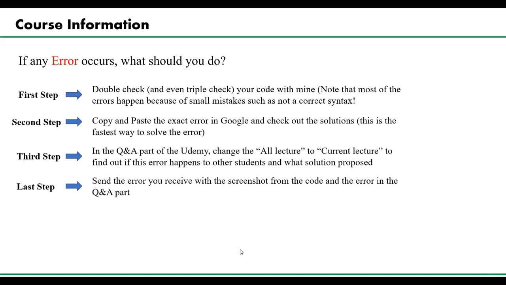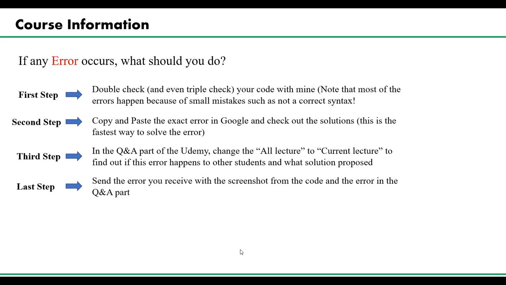So first of all, double check and even triple check your code. Here I'm mentioning code, but it means the commands, the different lines that we're using in this course. Note that most errors happen because of small mistakes, such as incorrect syntax. The second step, if you cannot find any problem with your code or your commands, is to copy and paste the exact error in Google and check out the solution. This is actually the fastest way to solve the error that you encounter.